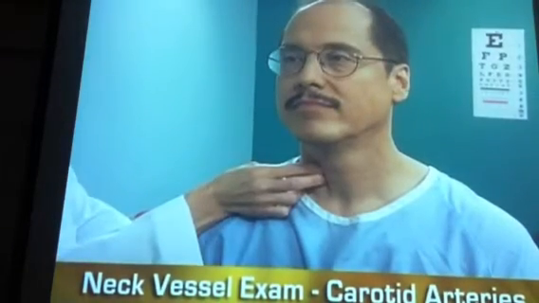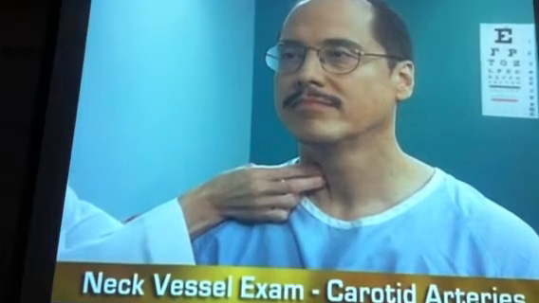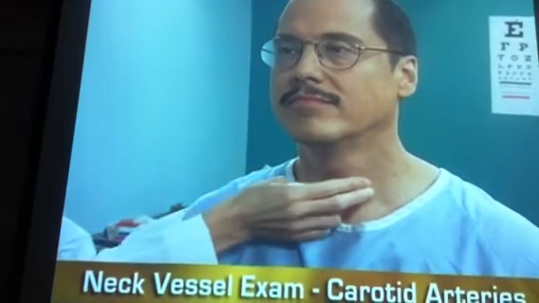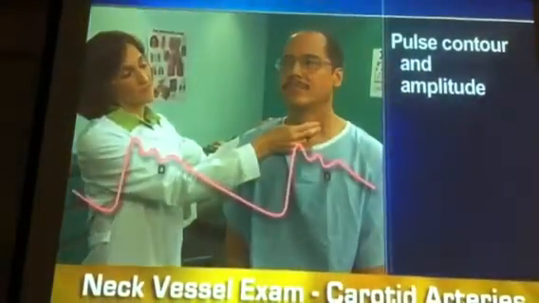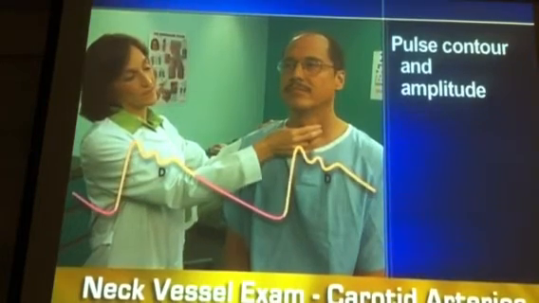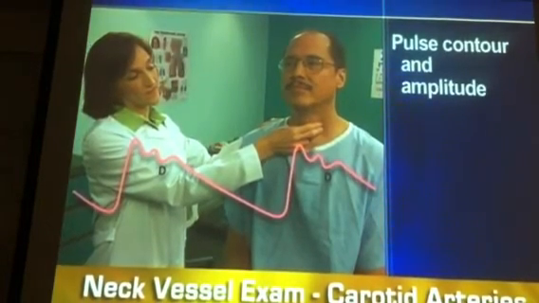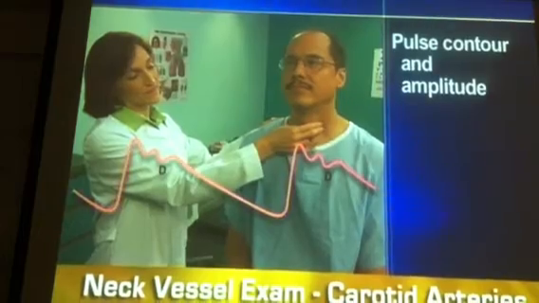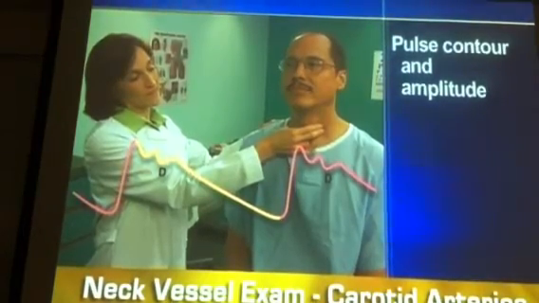Using your index and middle fingers, gently palpate the artery medial to the sternomastoid muscle in the lower half of the neck. Feel the contour and amplitude of the pulse, which should be the same on both sides. Normally, the contour is smooth, with a rapid upstroke and slower downstroke, and the amplitude is moderate.